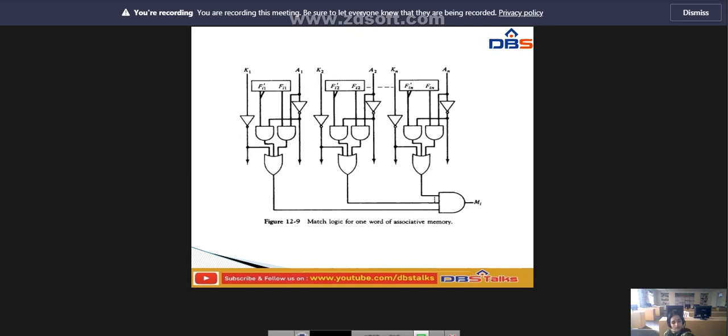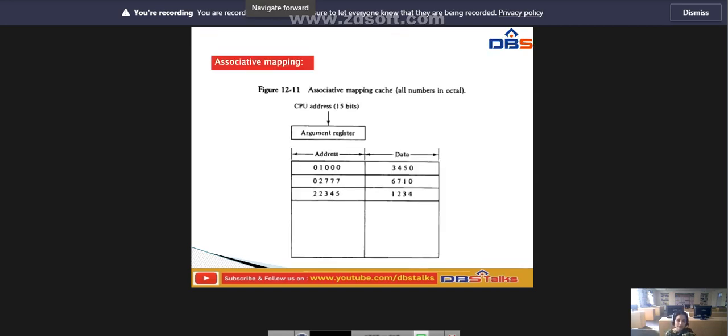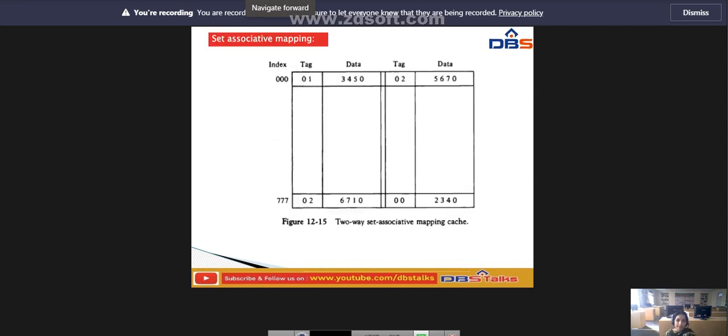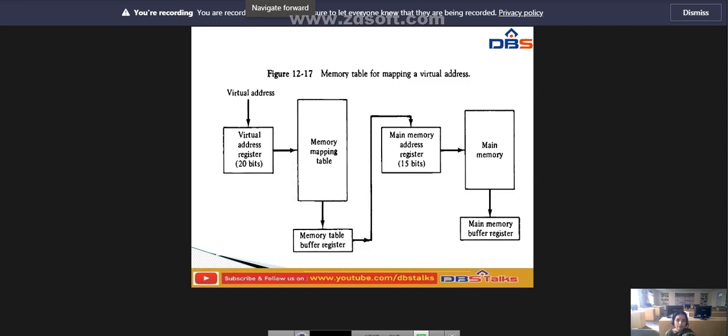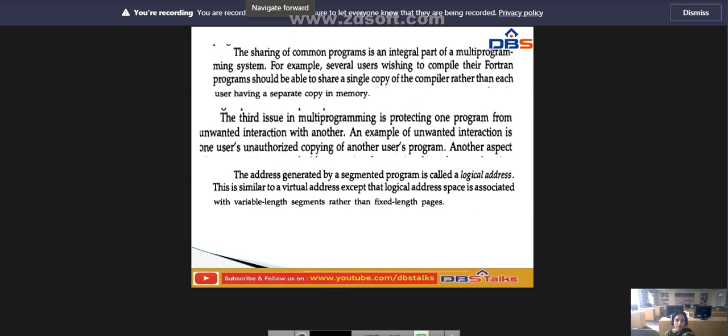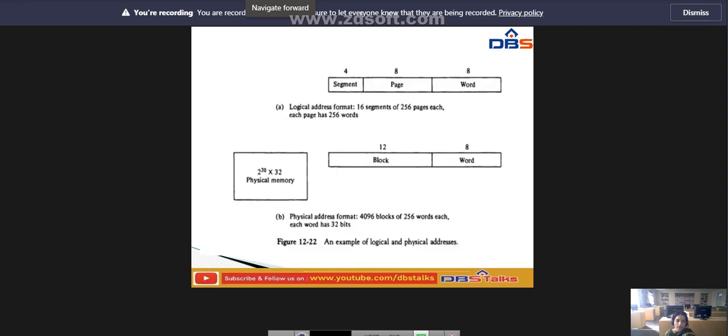So this is the topic of associative memory hardware. In the next class we will discuss cache memory and associative mapping. In this we have three types: direct mapping and set associative mapping, then virtual memory, and these are the address, associative memory page table, and memory management hardware. These are the different topics we will discuss in the next class.